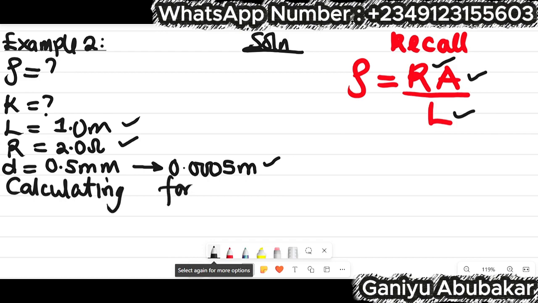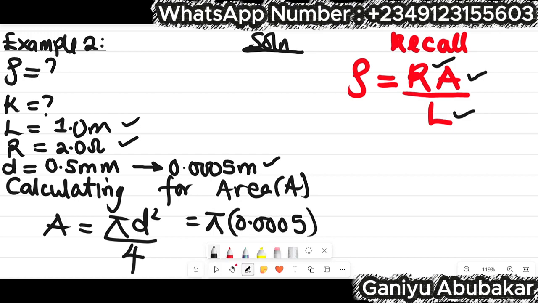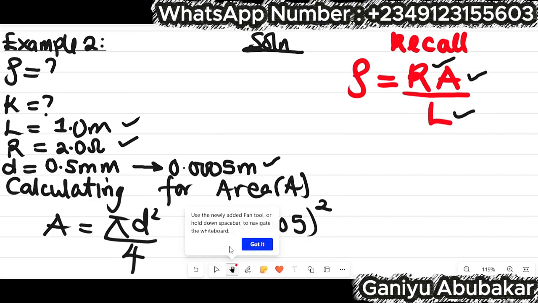Calculating for area, A, we know that area is pi d squared over 4. It is equal to pi into d, which is 0.0005, all squared, all over 4. Let me take the board up for a little bit.